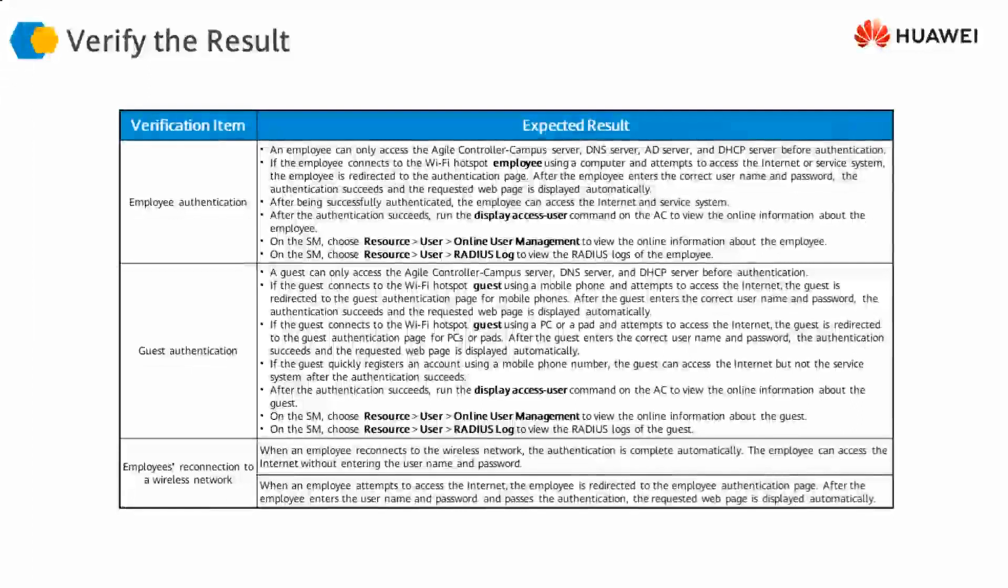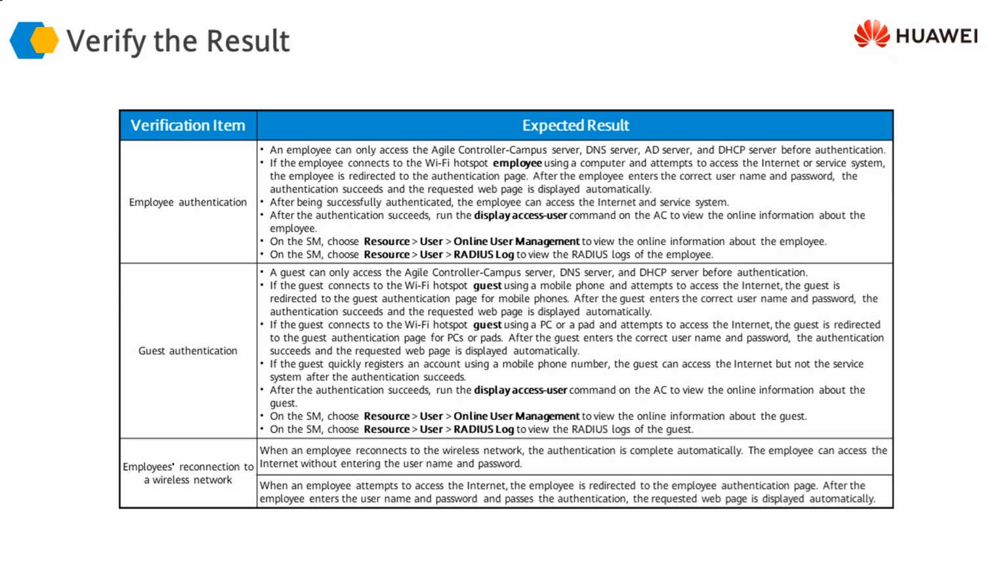And you can verify your results simply by looking at the wireless access controller's display access-user output. You'll know which users are online, and you can also look at the user presence, that is the users that have logged in on the Agile controller, both the guest users as well as the employee users. This was all about the configuration for portal authentication from wireless users.